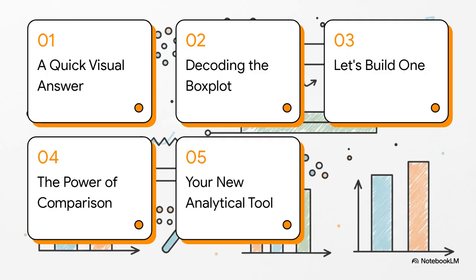So here's our plan for today. We'll start with that quick visual answer. Then we'll decode what every little part of a box plot actually means. After that, and this is the fun part, we're going to build one from scratch so you can see exactly how it works. Then we'll unlock its real superpower, comparing groups. And finally, we'll see why this might just become your new favorite tool for looking at data.